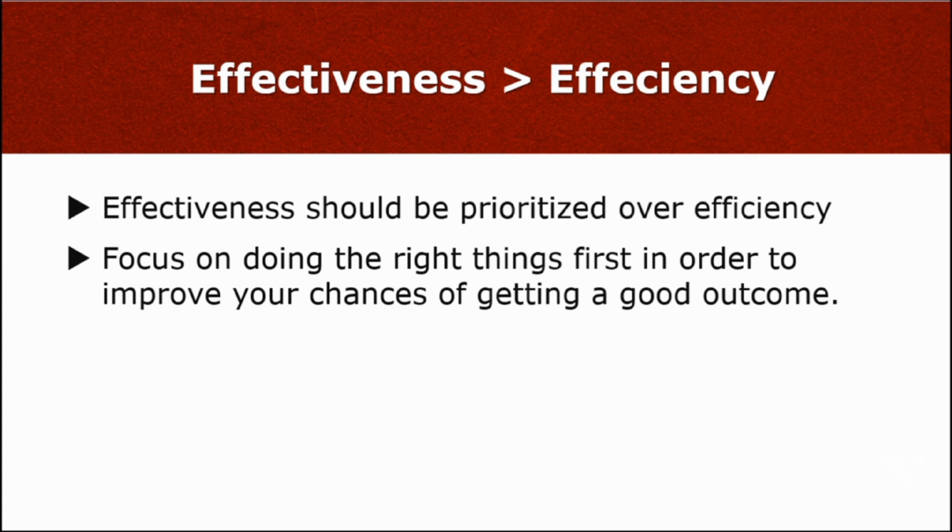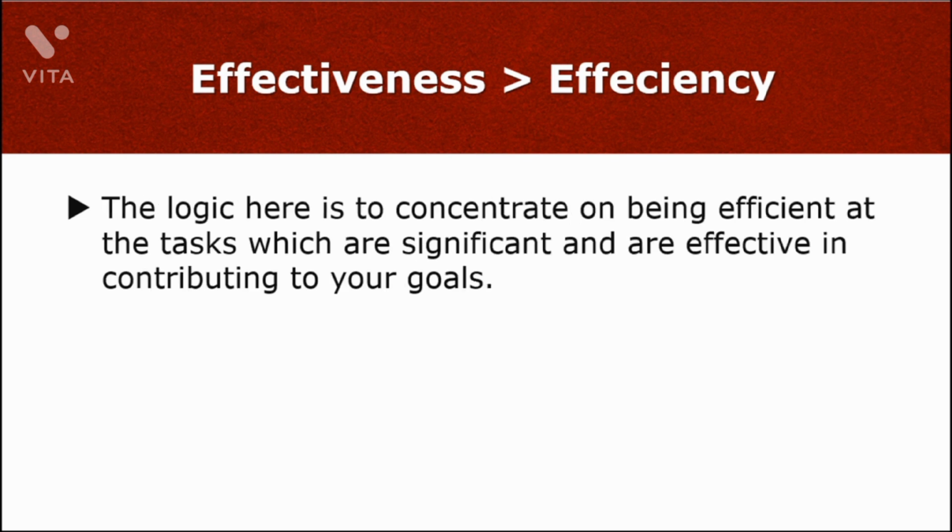In terms of order of importance, effectiveness should be prioritized over efficiency in all of your considerations about productivity. Effectiveness involves the big picture. Putting effectiveness first just means that you should first and foremost focus on doing the right things in order to improve your chances of getting a good outcome. Once you get yourself on track and laid out the basics, you can then look into how you can improve the way you do things.